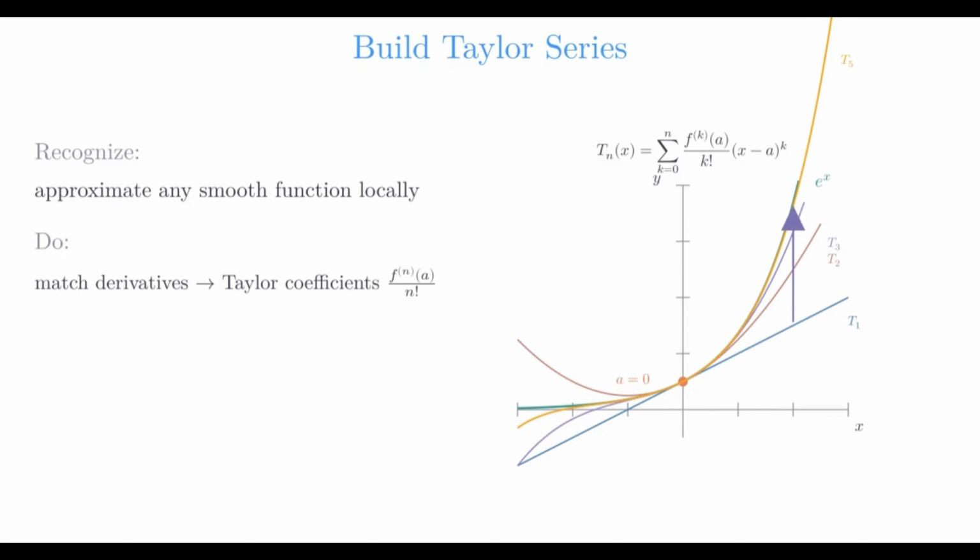Match derivatives one by one. Each new term corrects the next order of error, and the coefficients are always f's nth derivative at a divided by n factorial. For e to the x, every derivative at 0 is 1, giving the cleanest Taylor series of all, x to the n over n factorial, summed from 0 to infinity. That's the power of turning everything into a polynomial.